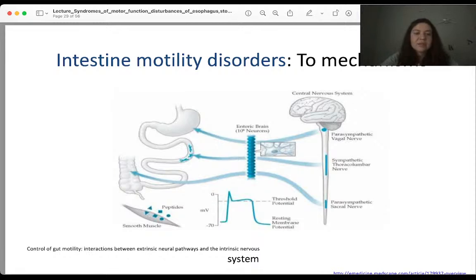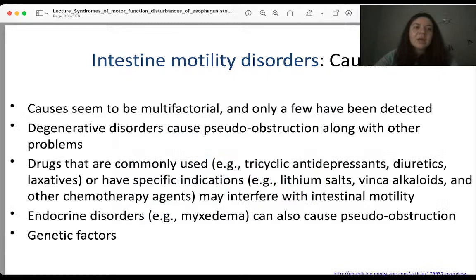The mechanism you see here, most of them take their causes from the innervation and central nervous system. And disturbances of these interactions between extrinsic neural pathways and the intrinsic nervous system can lead to abnormal innervation of the GI tract and to motility disorders. First of all, intestinal motility causes seem to be multifactorial, the same as with the stomach and esophagus, and only few have been detected.